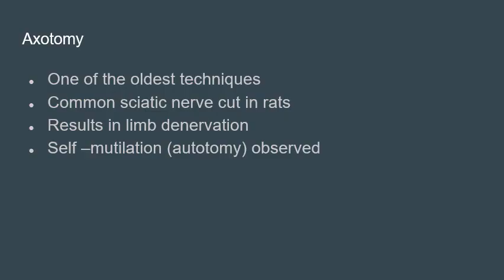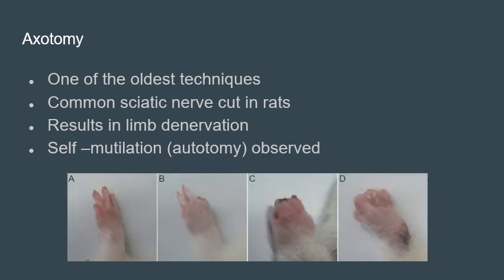Axotomy is the most extensive form of nerve injury model. In this model, the animal is anaesthetised and approximately 5 mm of the common sciatic nerve is removed. The adjacent saphenous nerve is also injured, inducing complete limb denervation. This causes the animal to develop painful anaesthesia. Autotomy, or self-mutilation, of the foot is also observed. The extent of autotomy is used as a measure of pain. However, some have argued that the mutilation is merely a result of the complete anaesthesia of the limb.